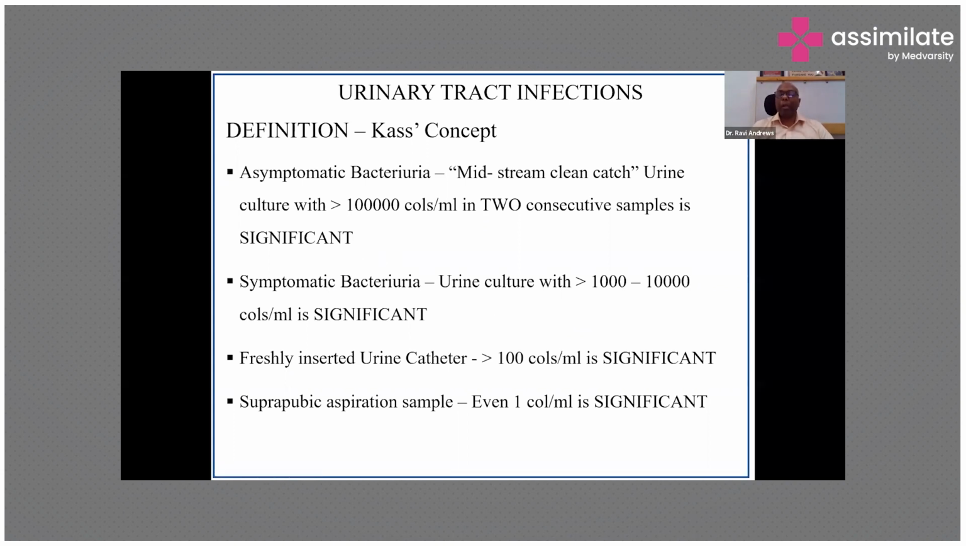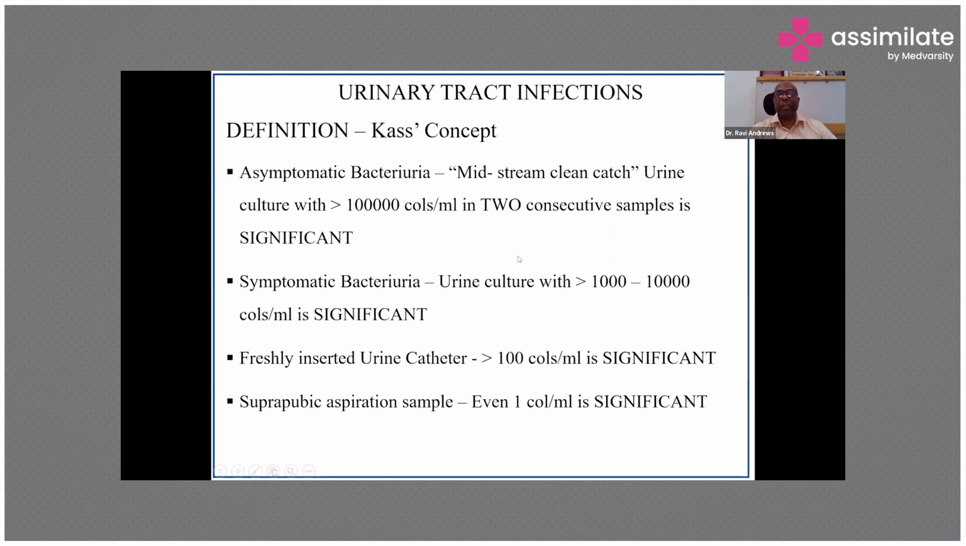For example, if you put in a fresh urinary catheter using all the sterile techniques that are available, and the first 10 to 15 ml of urine that comes out from the fresh catheter has even 100 colonies, that is significant for a urinary tract infection. And if you're going to do a suprapubic aspiration, that means you do it from the top of the bladder with a needle with complete sterile technique, even if you get 1 colony per ml in that particular sample, that is considered significant.